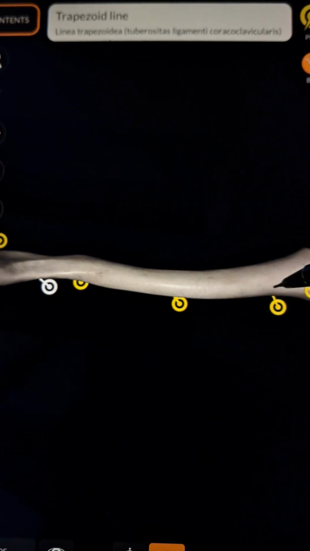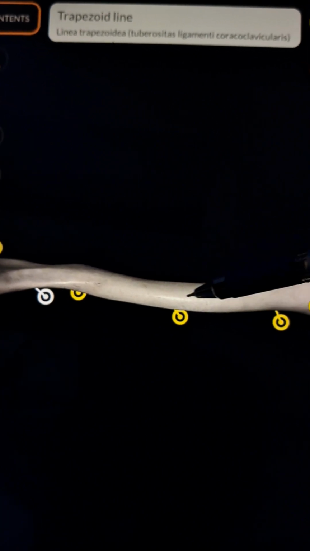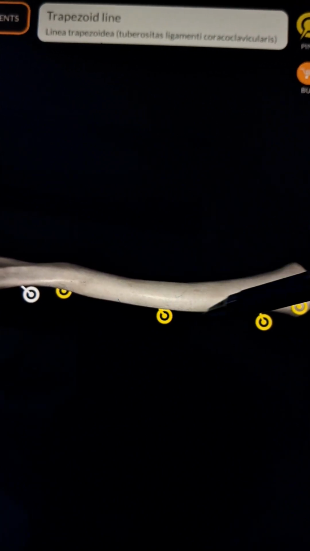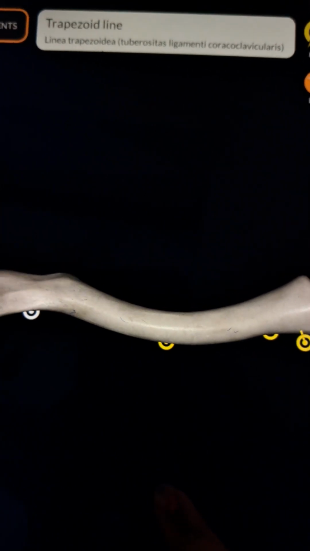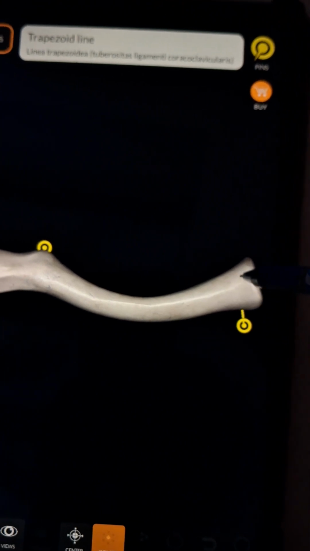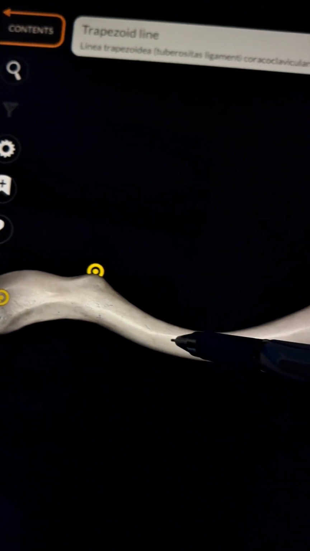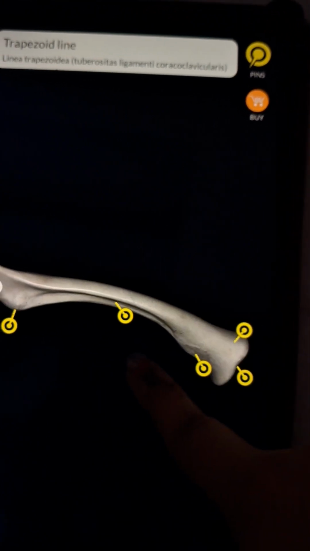This is the medial 2/3 of the shaft. It is rounded and consists of four surfaces. Anterior surface is convex forwards. Posterior surface is concave backward, and superior surface is rough and inferior surface is also rough.